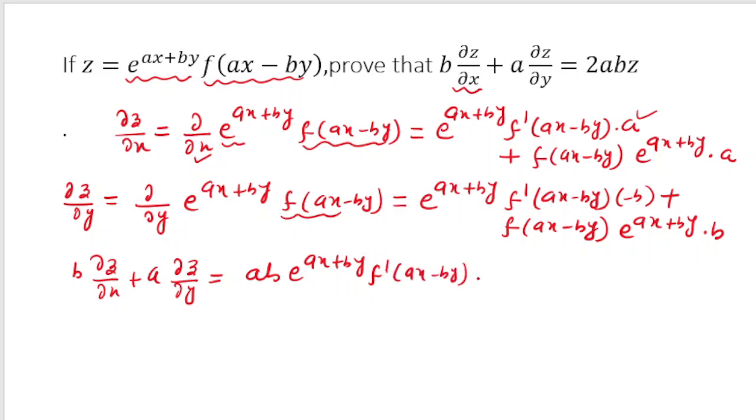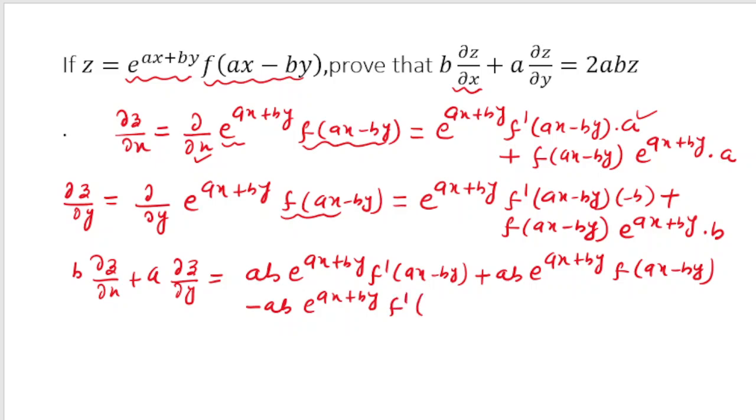And by b, again I will get plus ab e to the power ax plus by f of ax minus by. And then by a, so I will get minus ab e to the power ax plus by f dash ax minus by. And again by a, so I will get here plus ab f of ax minus by. I'm multiplying in this term, and e to the power ax plus by. I hope I have not made any mistake.